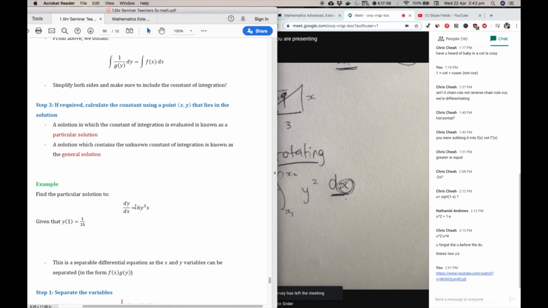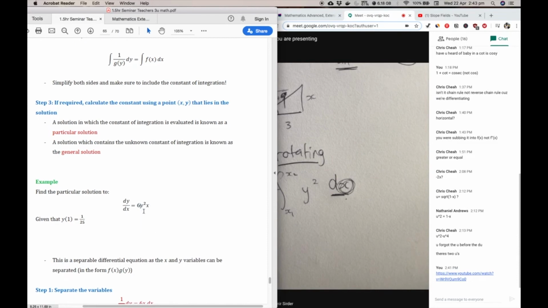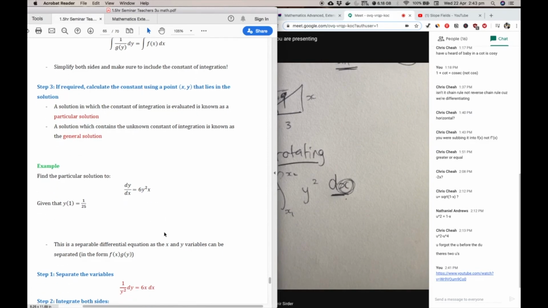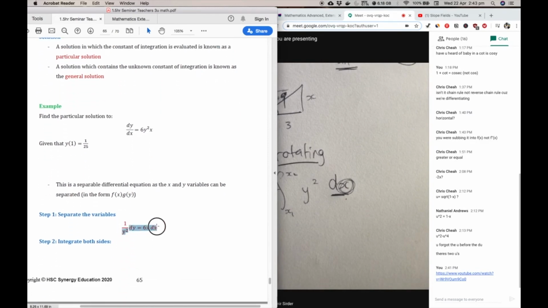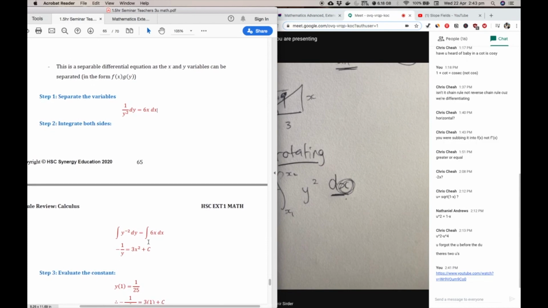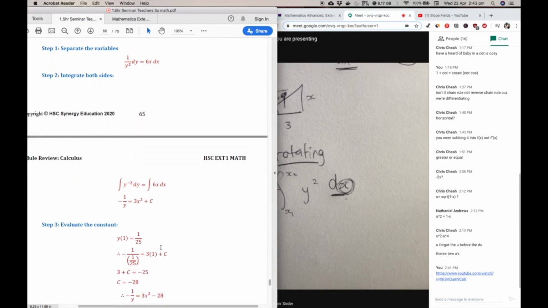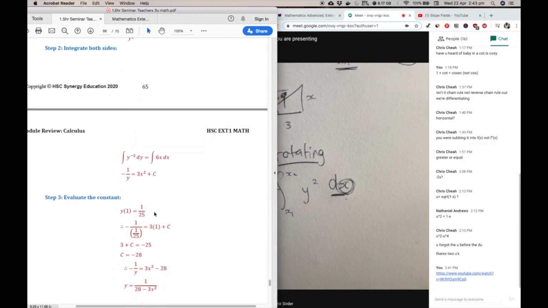Cool. So in this case, we have dy dx equals 6y squared x. Just put the y squared at the bottom. You can even leave the 6 there. 6 is a constant. It doesn't matter which side it's on. You can put the y squared at the bottom here and the dx at the top, and then you just integrate both sides. So we separated the two variables. Integrate 1 over y squared, and then integrate 6x as well. And you can see the values become quite easy.